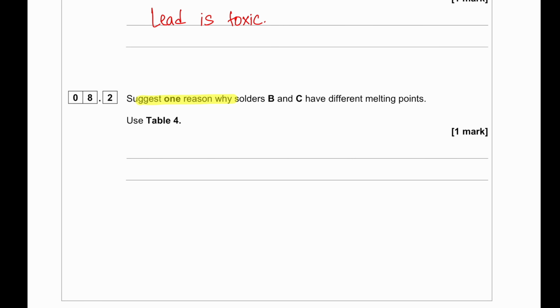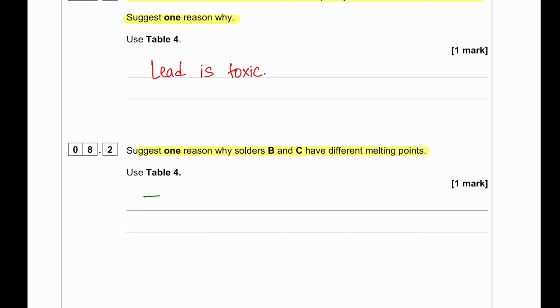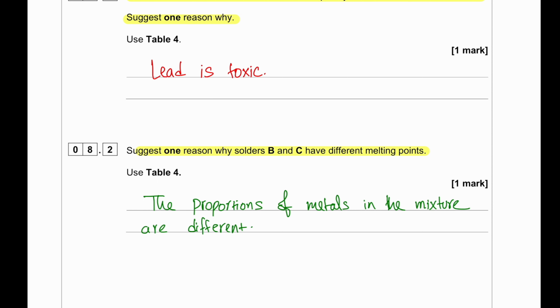Suggest one reason why solders B and C have different melting points. Even though solders B and C contain the same mixture of metals, they may have the metals in different proportions. As a result, they will have different melting points.